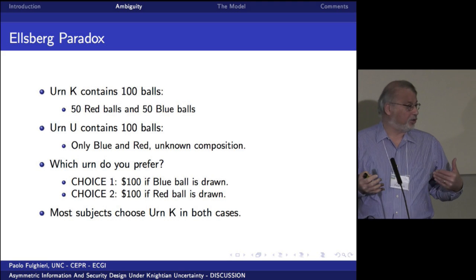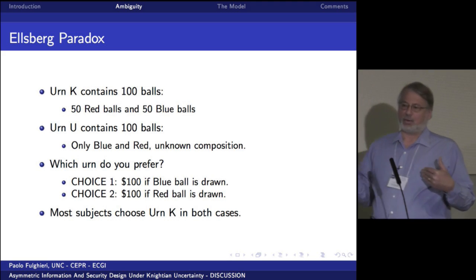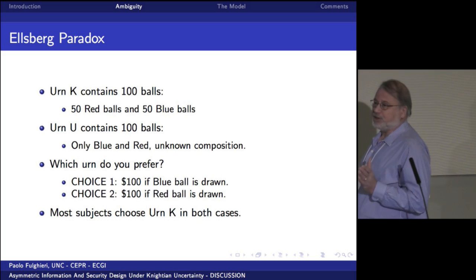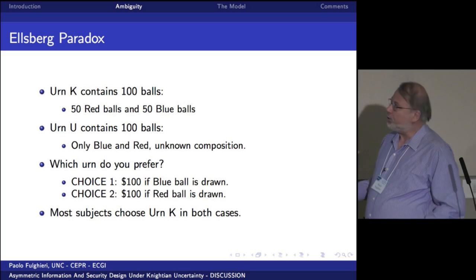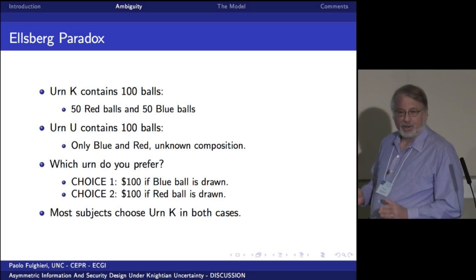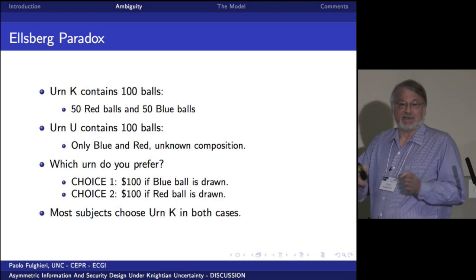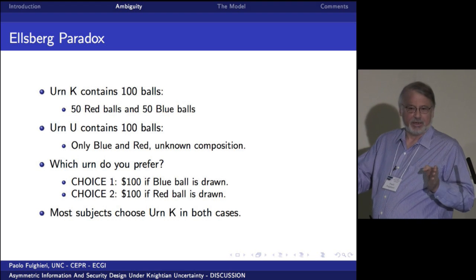And that's the paradox. So how do we solve the paradox? One way to solve the paradox is to think that you don't have a single prior on the unknown urn, but you have multiple priors which straddle one half. Let's think about it this way.